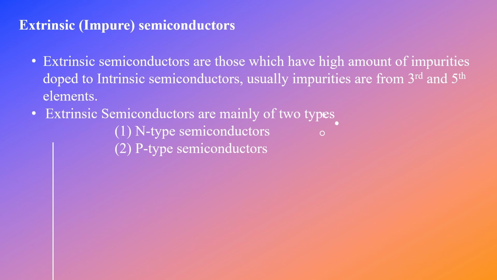The doping techniques are of two kinds. We can dope with a fifth group element, which has an excess of free electrons, or we can dope with third group elements, which have excess holes. Based on this type of doping, we can classify extrinsic semiconductors into two types: the N-type semiconductor and the P-type semiconductor. Now let's see what an N-type semiconductor is.